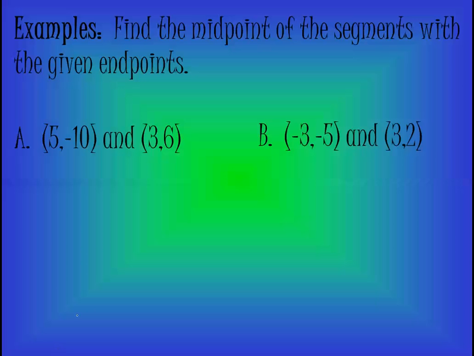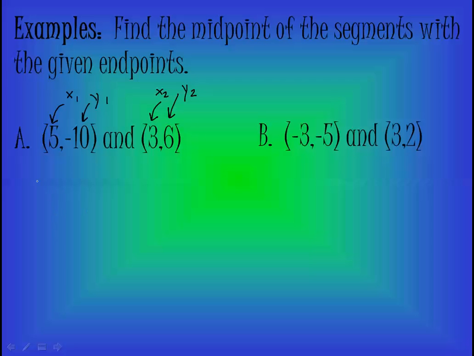Let's look at a couple of examples. We're asked to find the midpoint of the segment that has endpoints at 5, -10 and 3, 6. In this example, we can call either one of these x values x1. So I'm simply going to use the first point as x1 and y1, and the second point as x2 and y2. It doesn't matter which one you call x1 and x2.